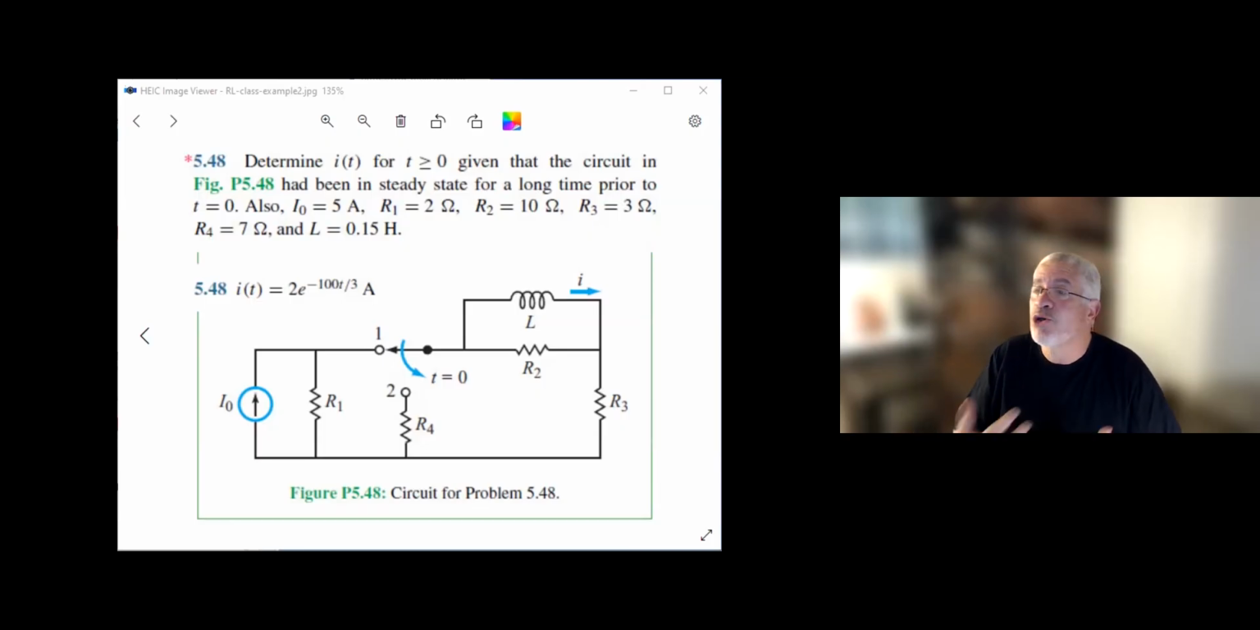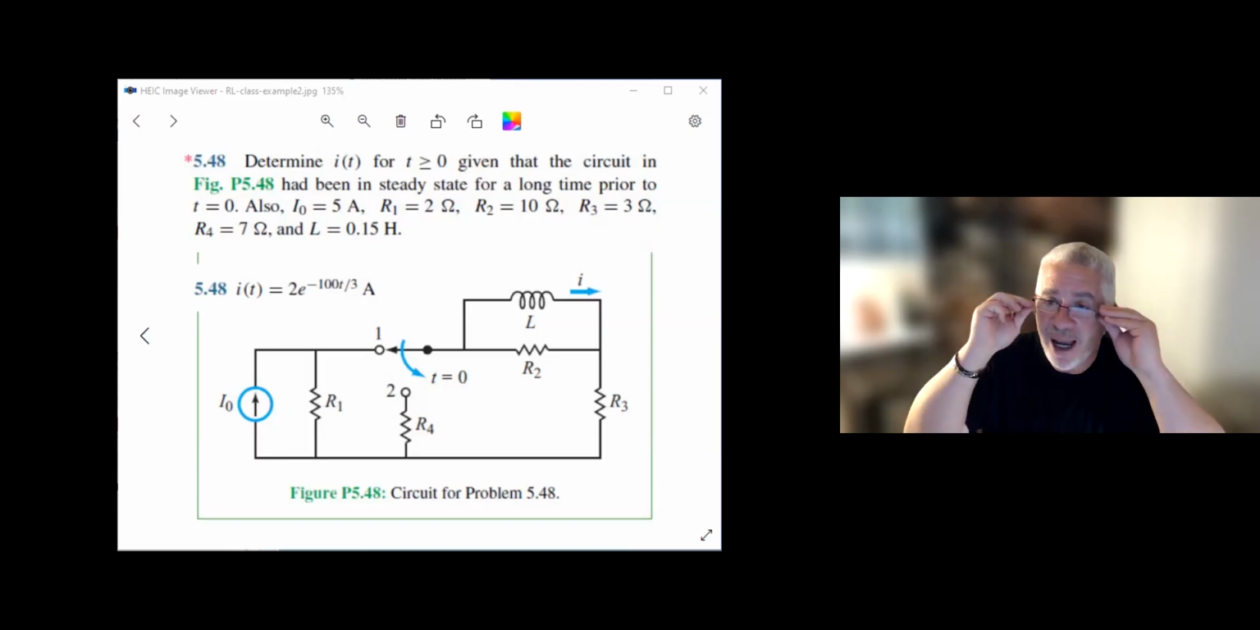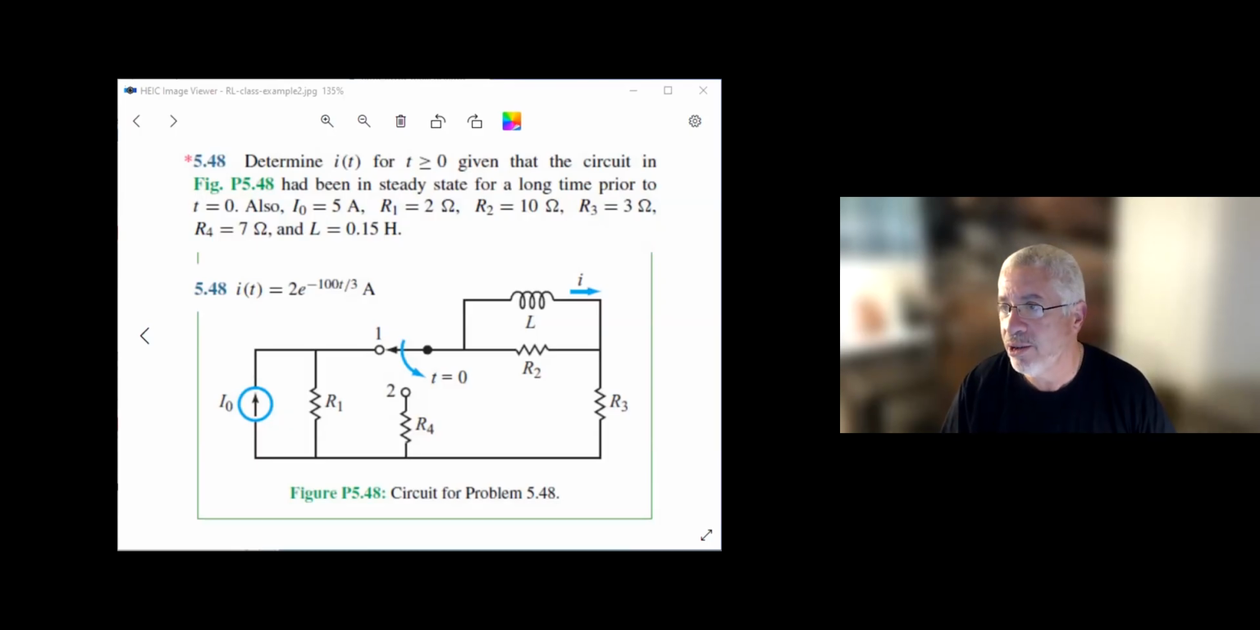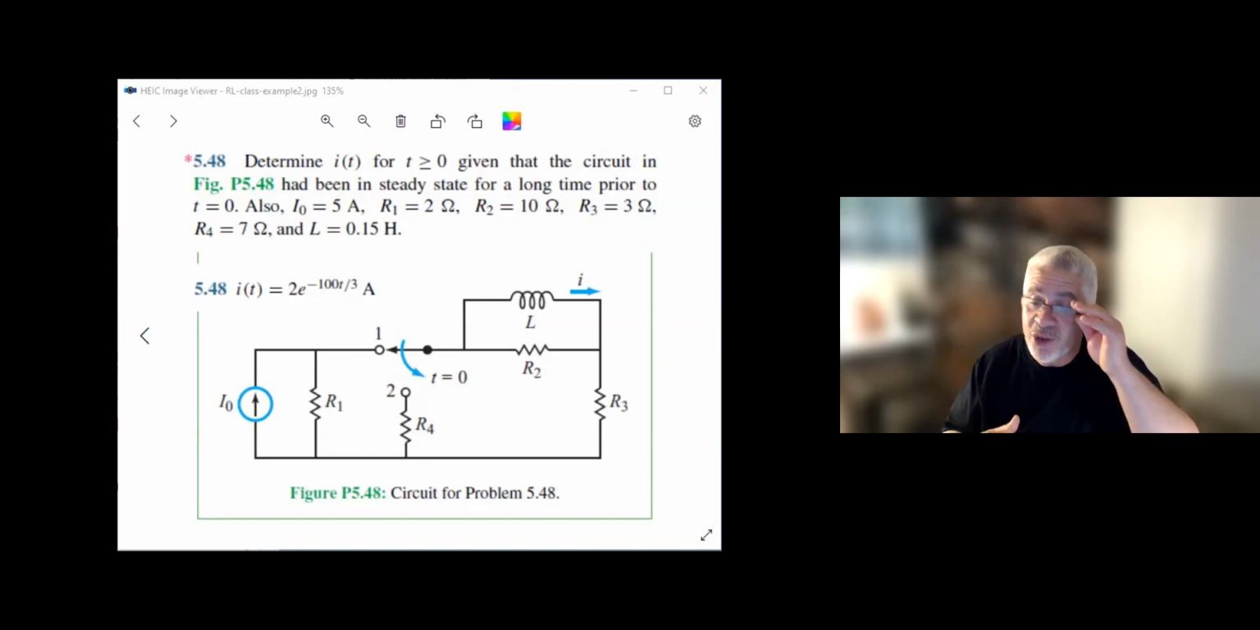So when you see a circuit like that, again, keep in mind, I asked you to note the switch action time, the switch change time. In this particular case, it's t equals 0. At t equals 0, the switch goes from position 1 in the circuit and moves to position 2. So that's what I want you to think about. At what time does the switch change?